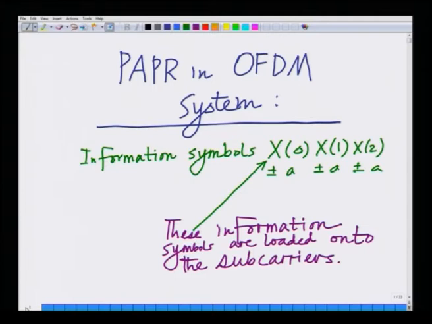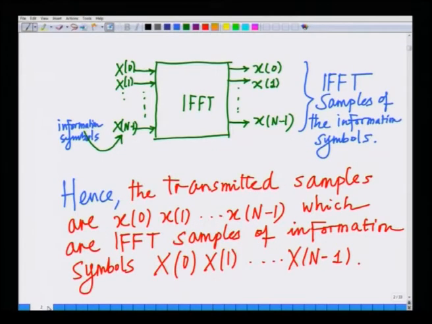What we said was the information symbols capital X0, X1, X2 and so on correspond to, let us say, BPSK modulated symbols plus or minus A, plus or minus A, plus or minus A, before we load these information symbols onto the subcarriers and perform an IFFT. So, the actual transmitted samples x0, x1, up to xN minus 1 correspond to the IFFT of these information symbols.